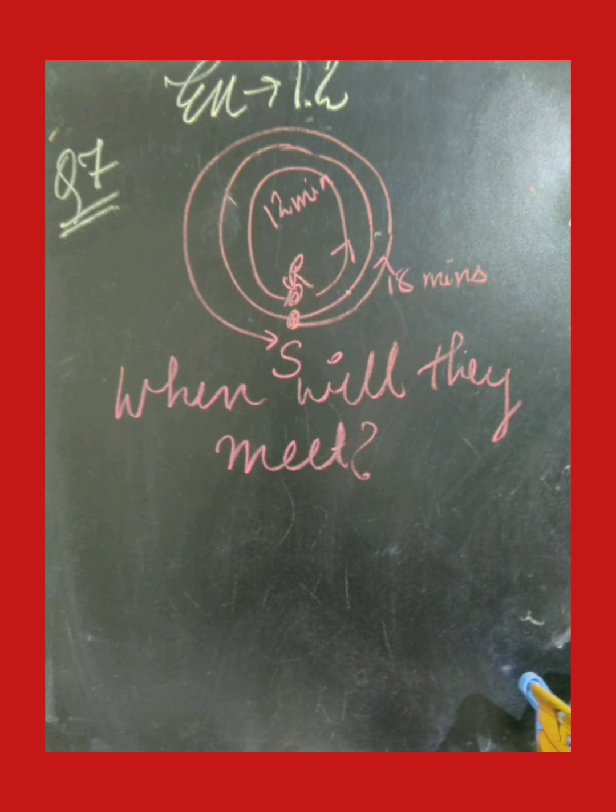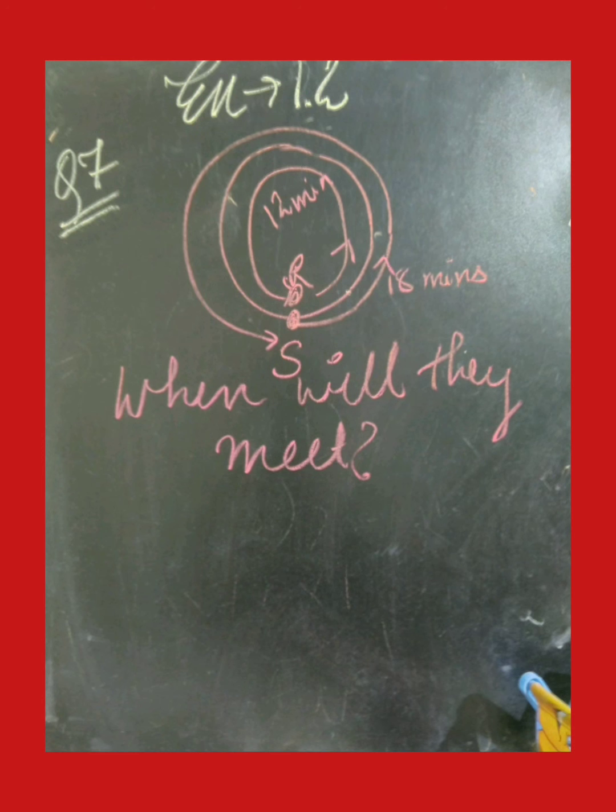Okay, so this is the last question of exercise 1.2, which states that there are two students, Ravi and Sonia. Ravi takes 12 minutes to cover the same circle, while Sonia takes 18 minutes to do the same. So they are asking when they will meet. So it is clear that they will meet after 18 minutes. Why? Because Ravi took 12 minutes while Sonia took 18 minutes. So they will meet after the longer time.